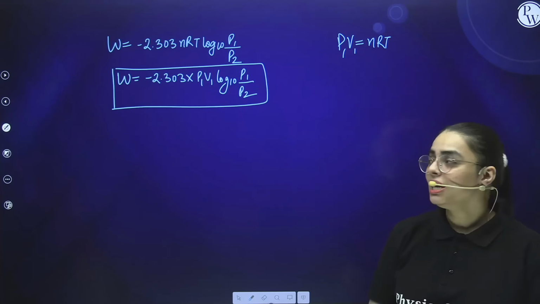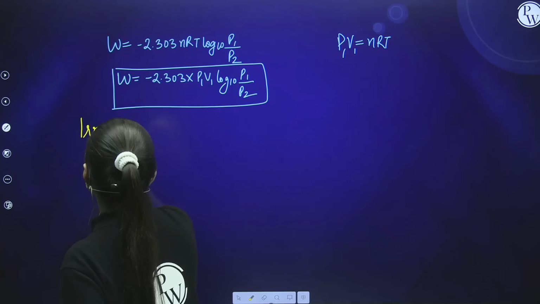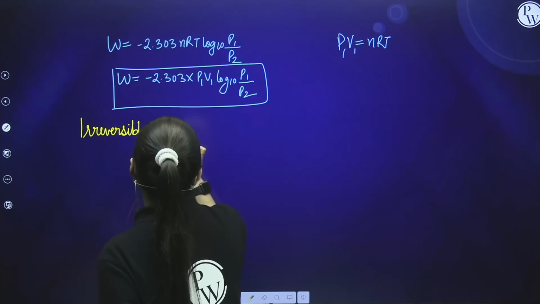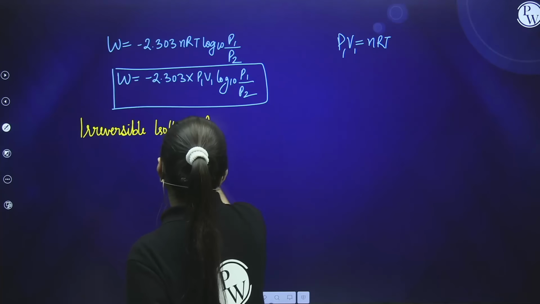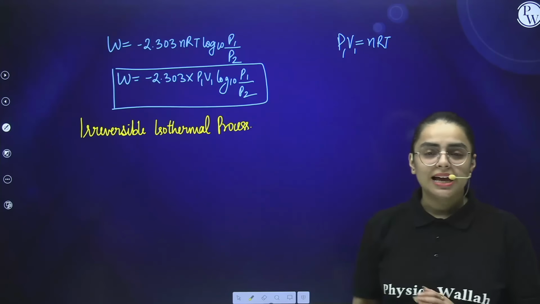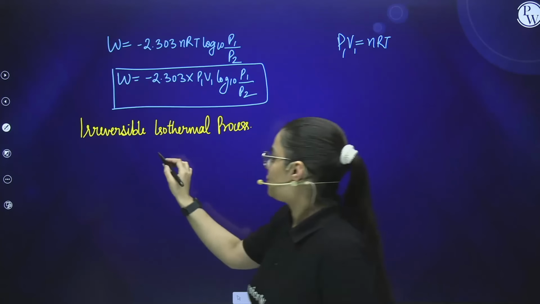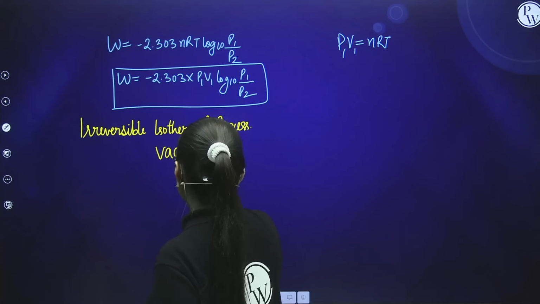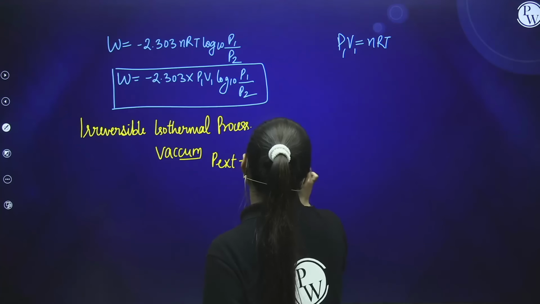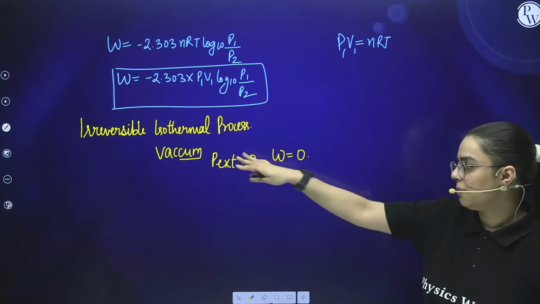Now if I talk about the irreversible isothermal process, what happens in an irreversible isothermal process? Here basically if I take the case for vacuum, in vacuum, external pressure tends to be 0, hence work done tends to be 0. So when P external is 0, that means in vacuum work done comes out to be 0.